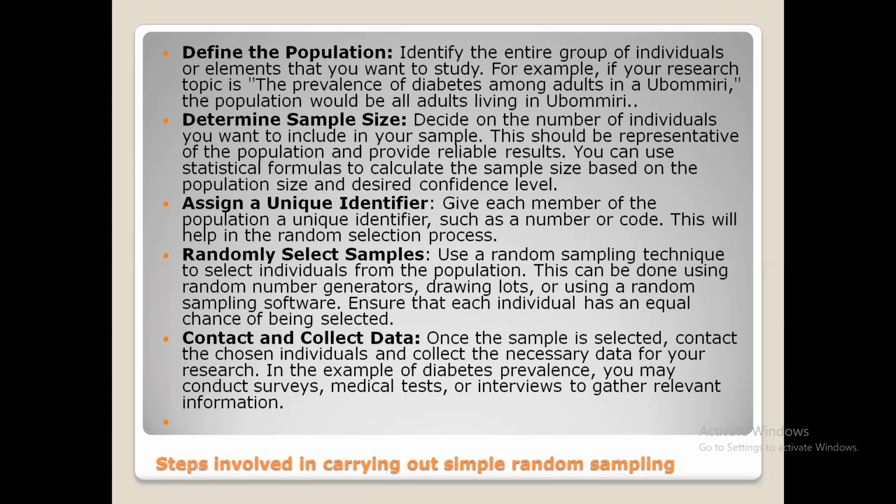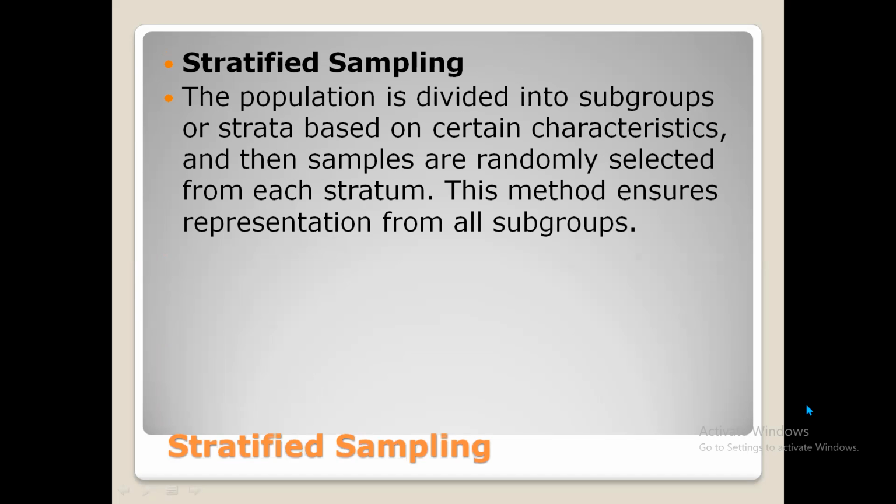Then the researcher would now collect data from the 200 who picked yes, using maybe surveys, medical tests, or interviews, in order to gather relevant information from them for the study, to answer his research questions and test his hypothesis. The next method is stratified sampling. Here, the population is divided into subgroups or strata based on certain characteristics, and then samples are randomly selected from each stratum. This method ensures representation from all subgroups.